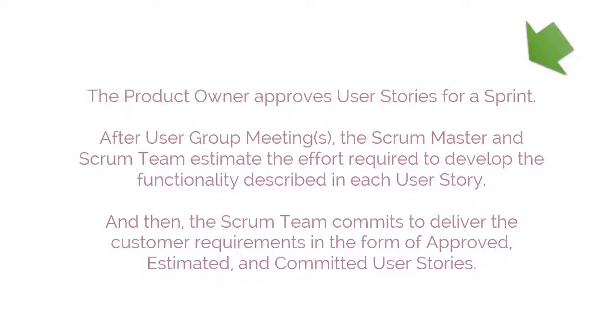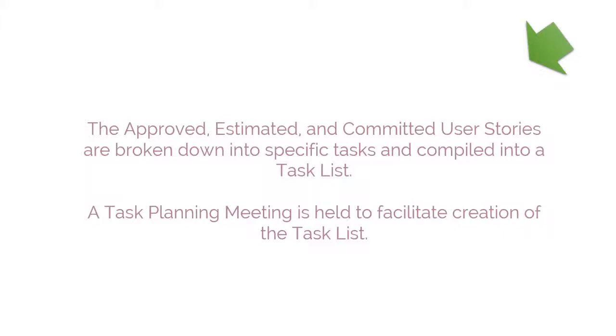Another process that is part of the Plan and Estimate phase is Create Tasks. In this process, the approved, estimated, and committed user stories are broken down into specific tasks and compiled into a task list. During this process, a task planning meeting is held to facilitate creation of the task list.